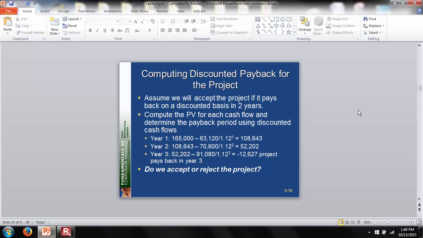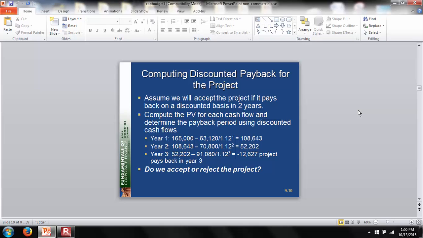So let's look at the same example. In year 1, we are getting $63,120. So the present value of that is $63,120 divided by 1.12. So at the end of year 1, we still have to get back $108,643. In year 2, we get $108,643 minus the $70,000 we got back. So here, when you try to find the present value, we want to discount it for 2 years. So that is why 70,800 divided by 1.12 the whole square.